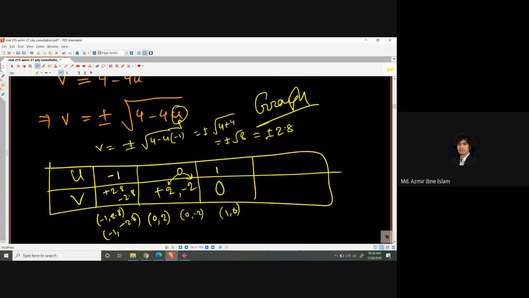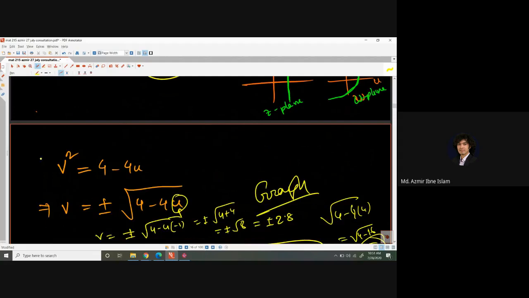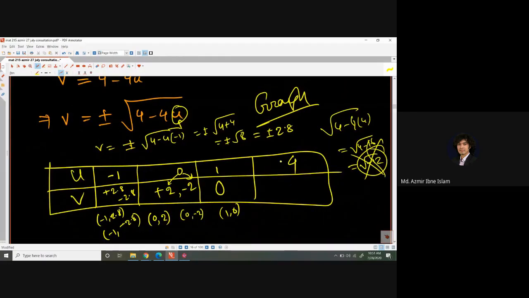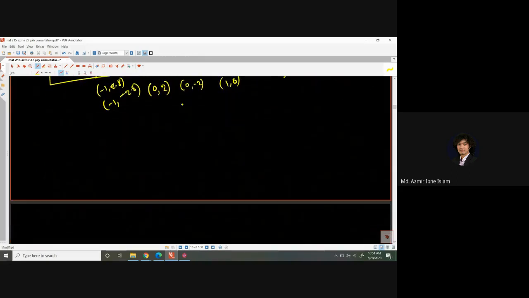What will be the case if we take 4? So 4 minus 4 times 4, that means you are getting root over 4 minus 16, so root over -12. Since we have finally converted the main function to this one, it is now looking like a real valued function. Since it is a complex valued function for u equal to 4, your calculator will give you an error. Is that okay? Yes, sir. So that means it is not in the domain. Okay, whatever points we have, that is enough.